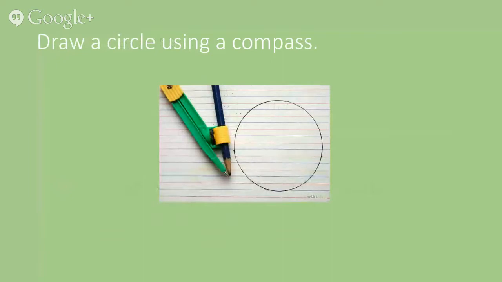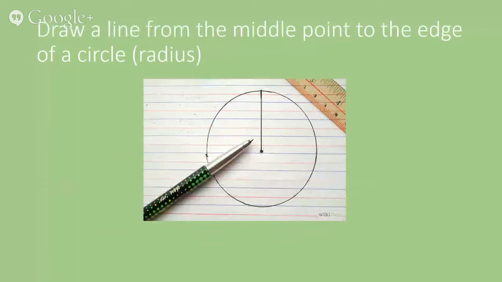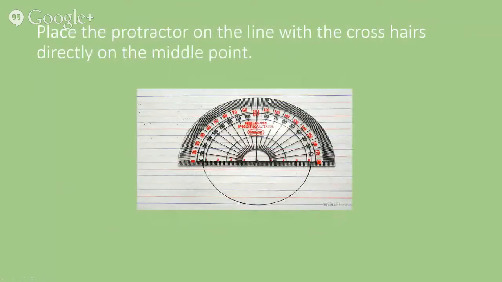Right, so you draw a circle using a compass, and then draw a line from the middle point to the edge of the circle, a radius. Usually it's best to draw your radius straight up to 12 o'clock to start with. And then you place your plastic protractor on that line. Make sure that the 0 point is in the middle, and then you read off your 108 degrees or whatever it is.